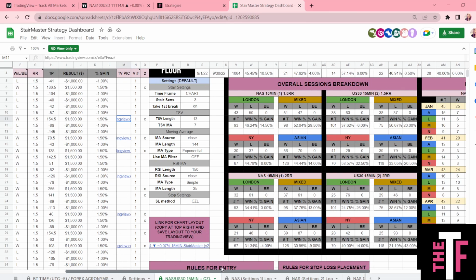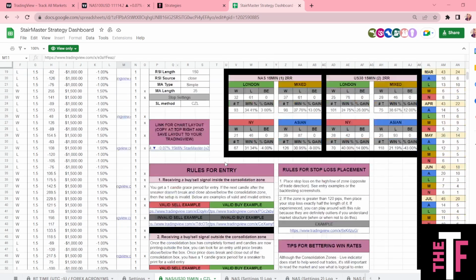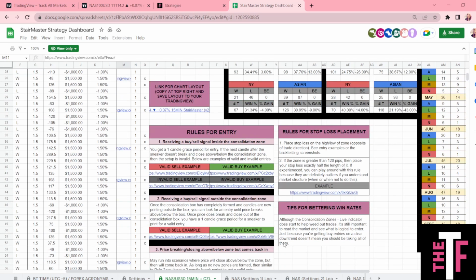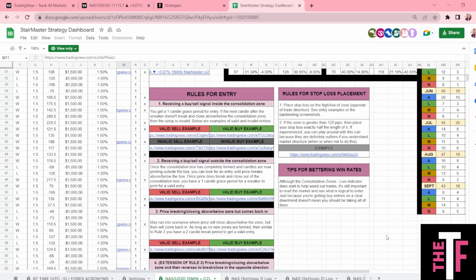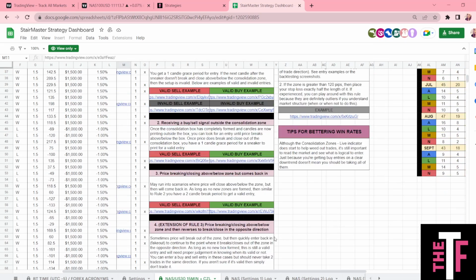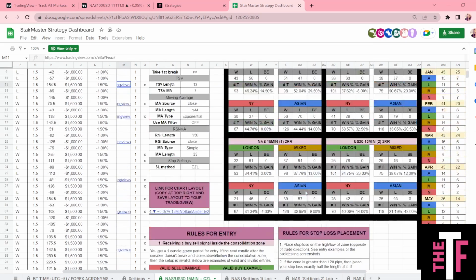This is a little bit different than what I just showed you. It's a little more simplified. The settings are here for what you would need, as well as rules for entries. Like I said, there is a video, there are examples of buys and sells, and there's all kinds of stuff on here: placement for the rules, how to do all of that.